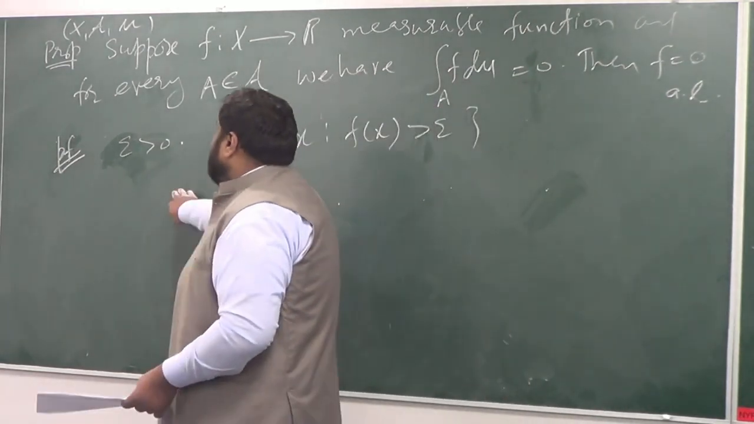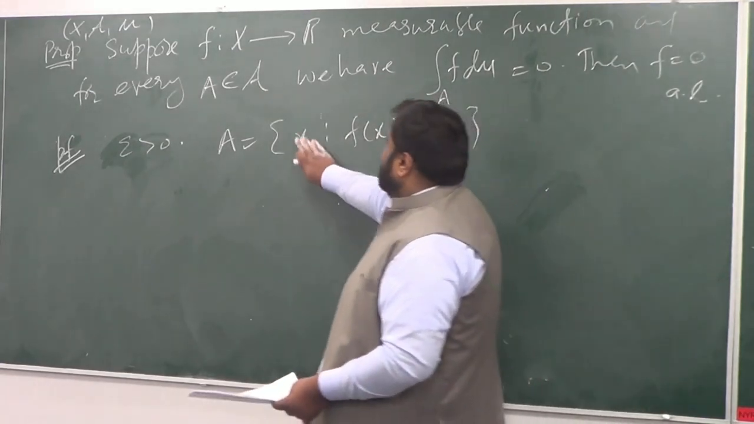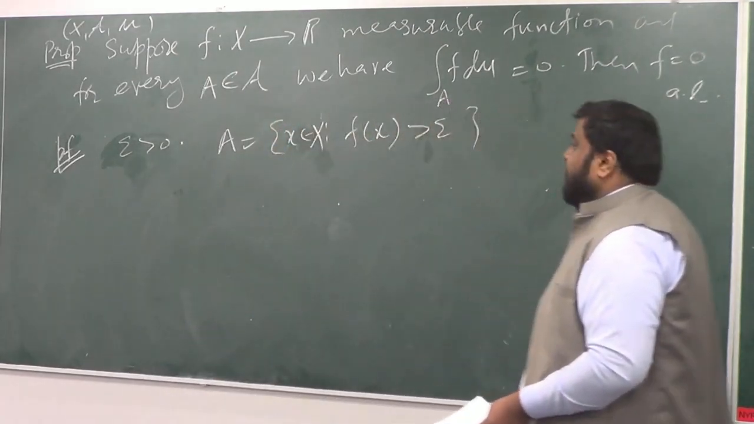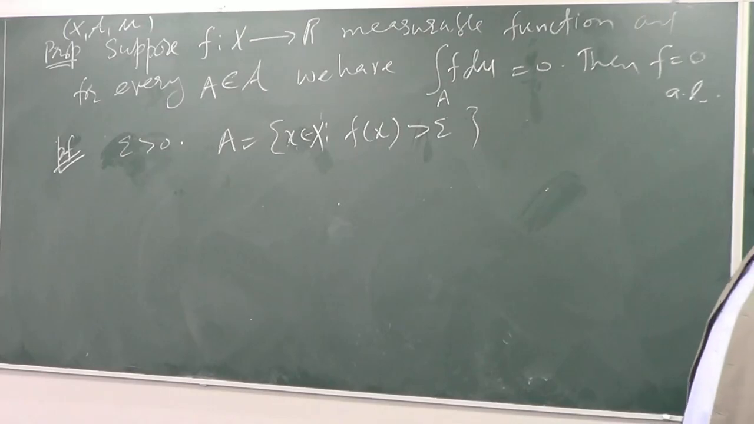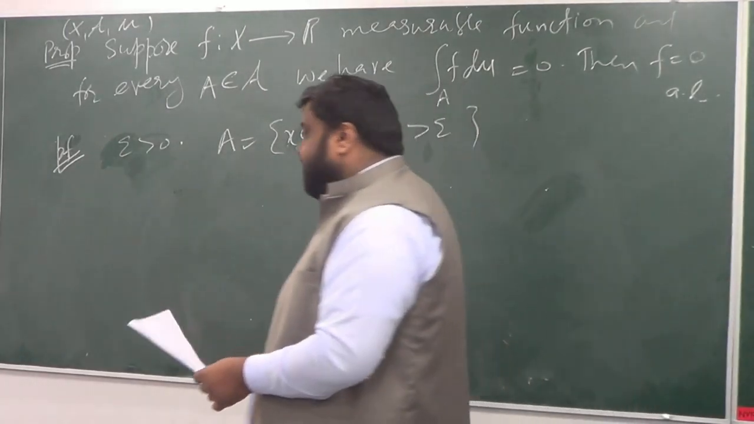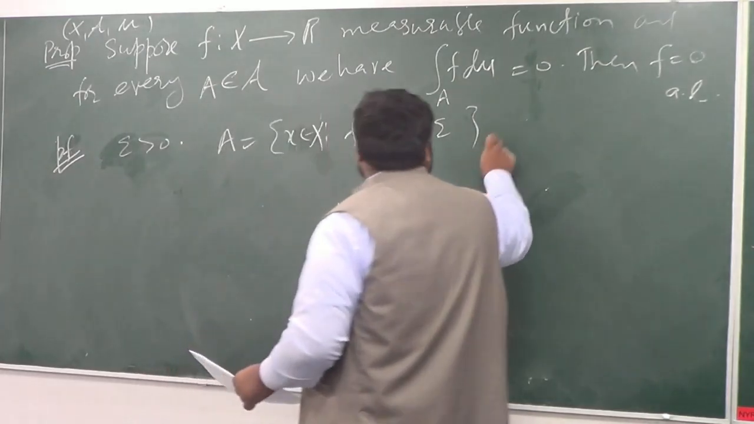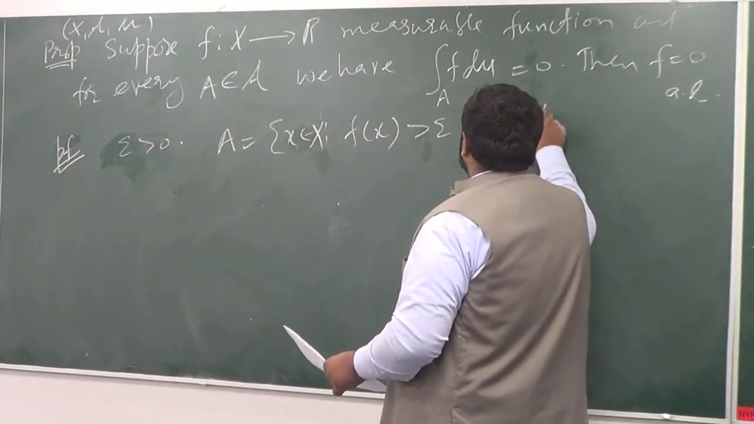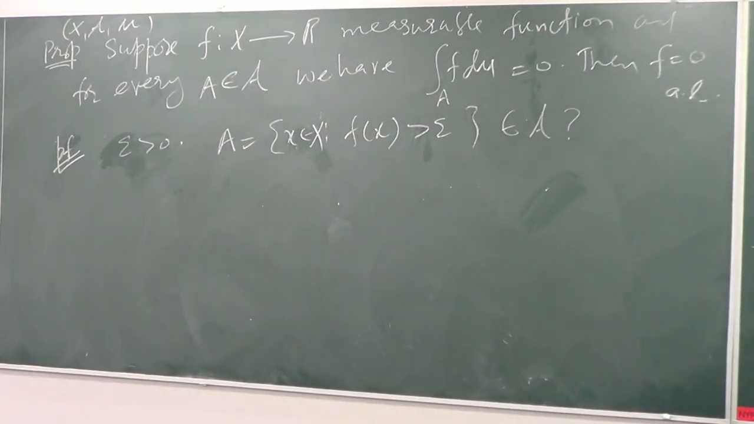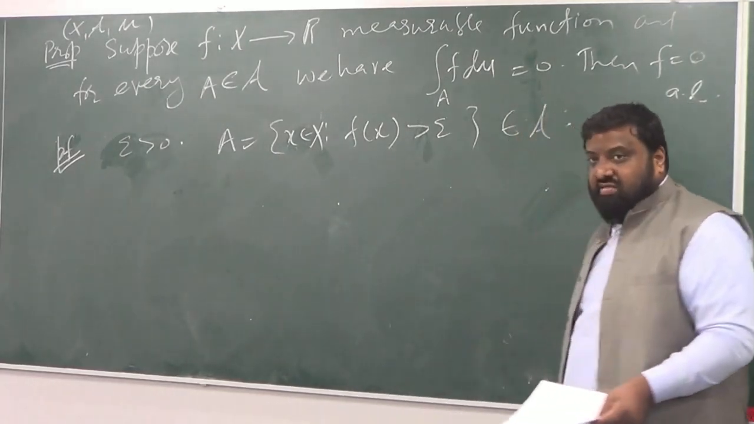So I have an epsilon and I have a set which consists of those points x for which f of x is bigger than epsilon. And then let's play with the set. Here's the question: why does this set belong to the sigma-algebra? Because f is measurable. So this set belongs to the sigma-algebra A.